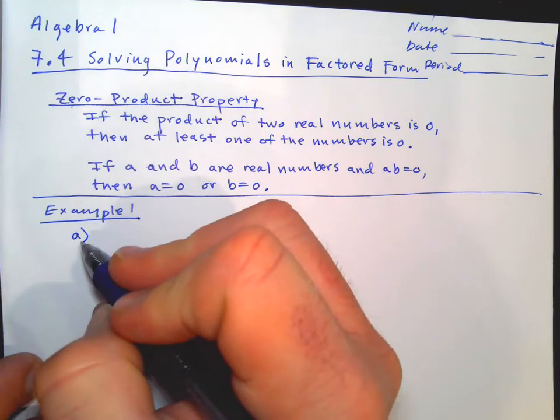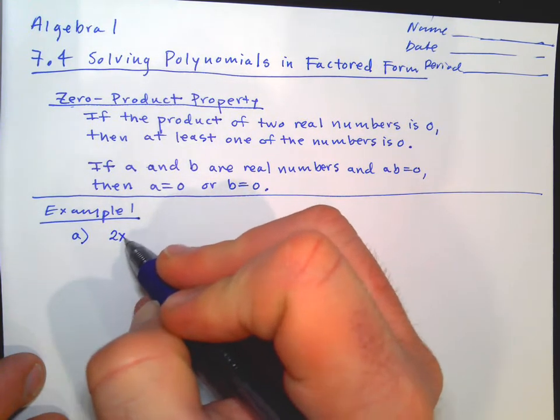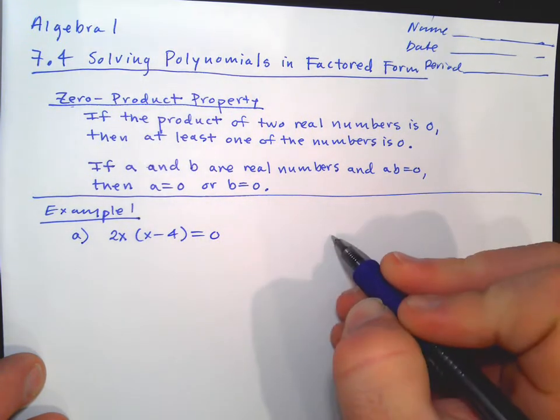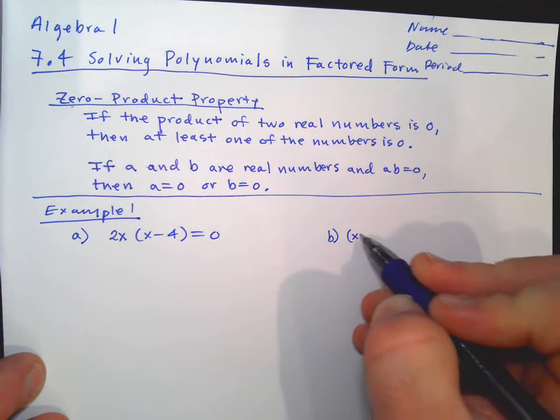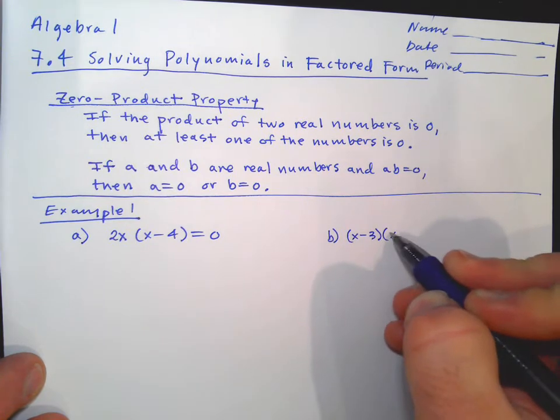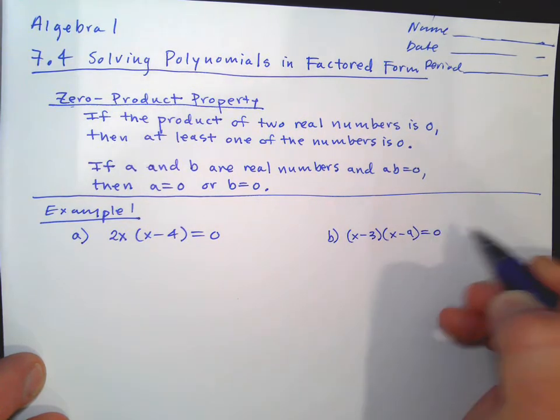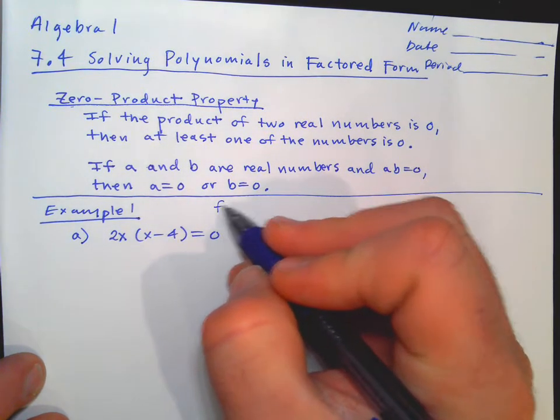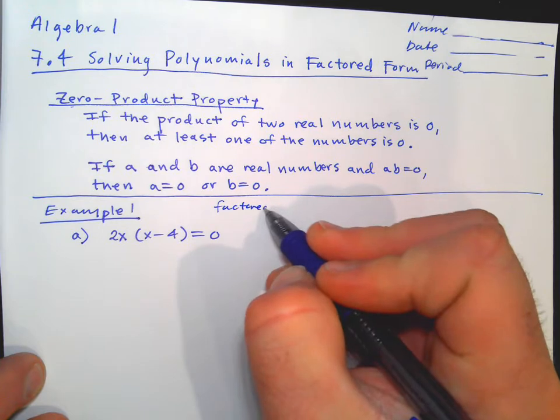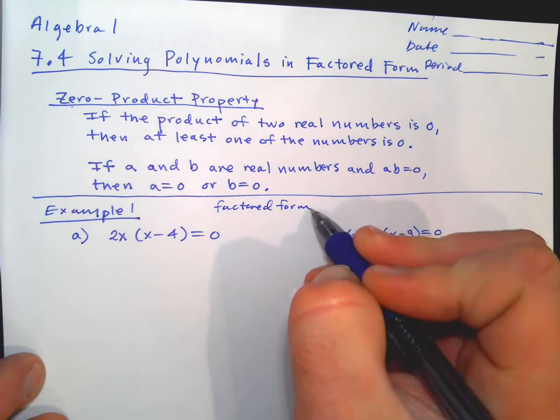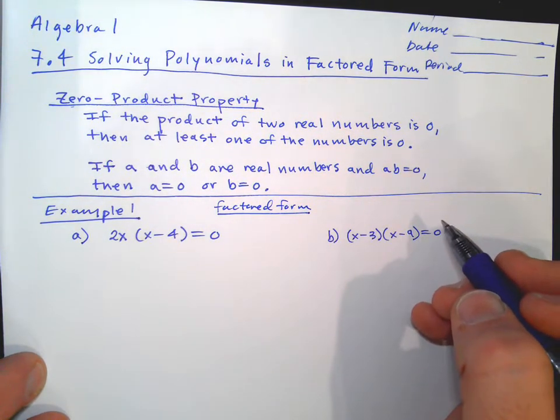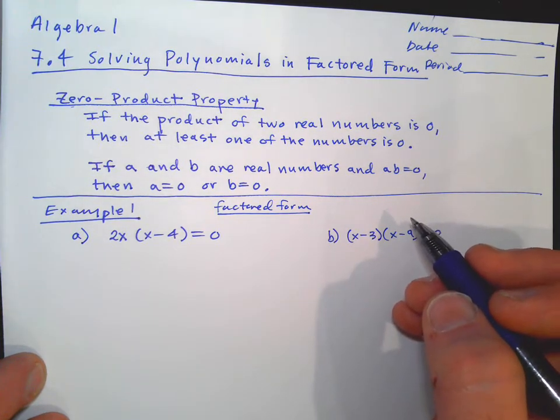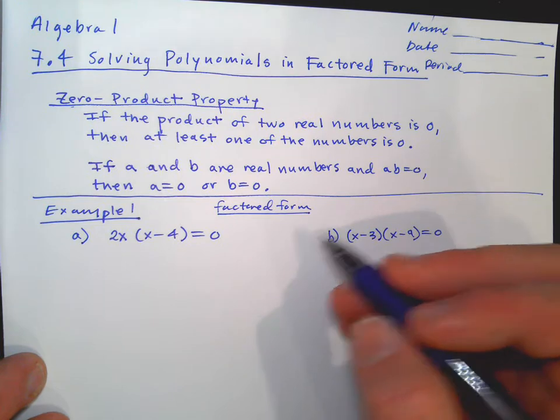So example 1, part A, 2x(x - 4) = 0. And we'll do another one. B, (x - 3)(x - 9) = 0. Now, these are already in factored form. To factor things is to kind of unmultiply. We've been multiplying to simplify. Factoring is kind of like undoing the multiplication, or not multiplying them yet.